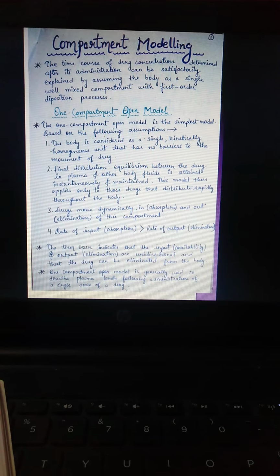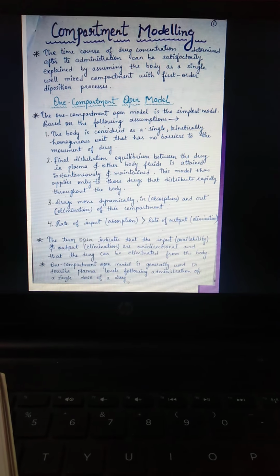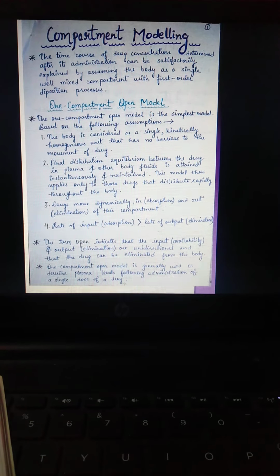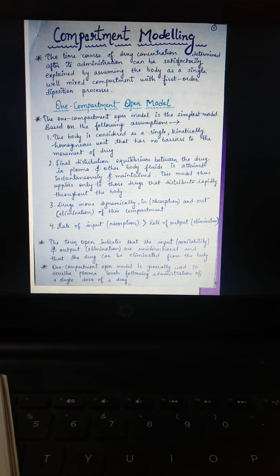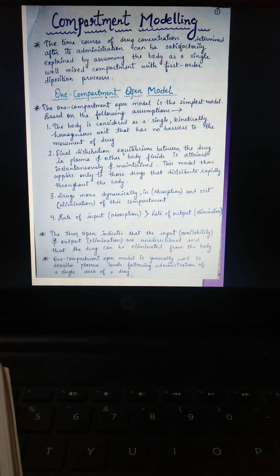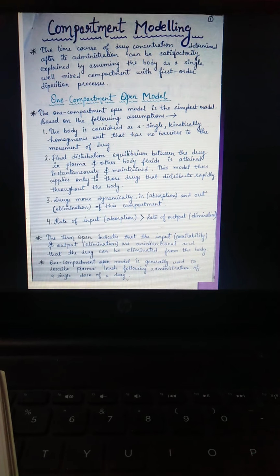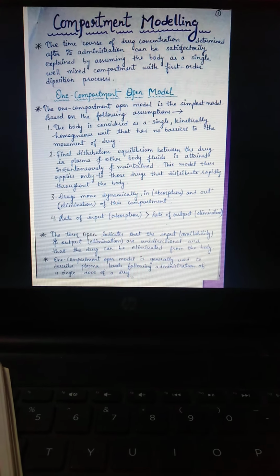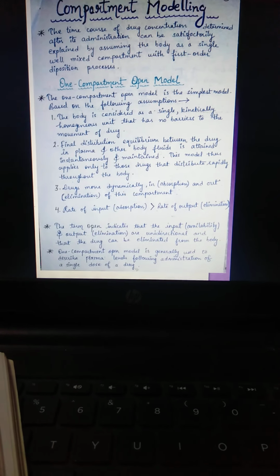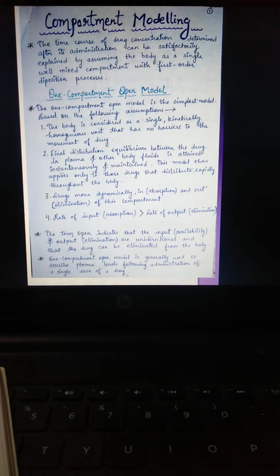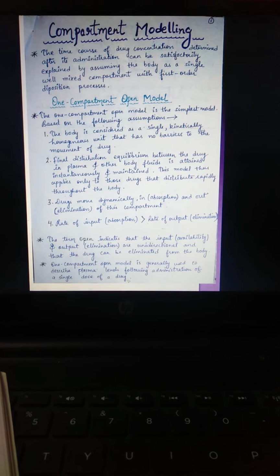One compartment open model is compartment modeling, and the one compartment model is the simplest model, in which the body is considered as a single, kinetically homogeneous unit, and there is no barrier for the movement of the drug, which moves dynamically in and out, and the rate of input is greater than the rate of output. The open indicates that the input and the output are unidirectional, meaning that the drug can be eliminated from the body. So this is the meaning of an open model.